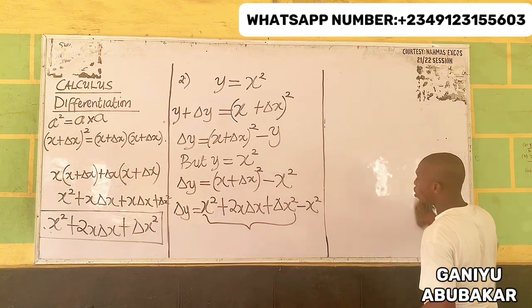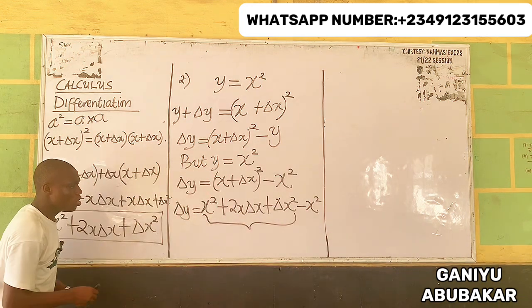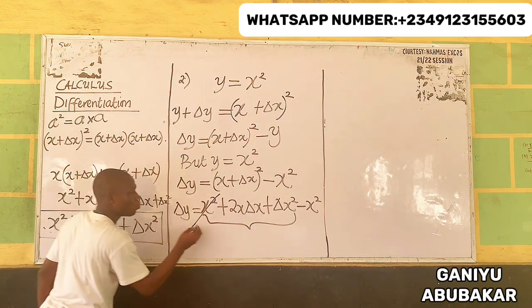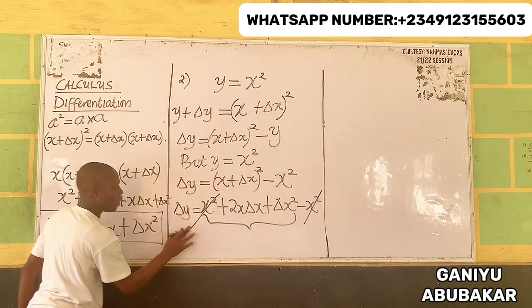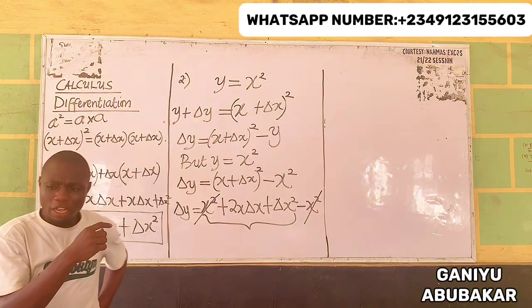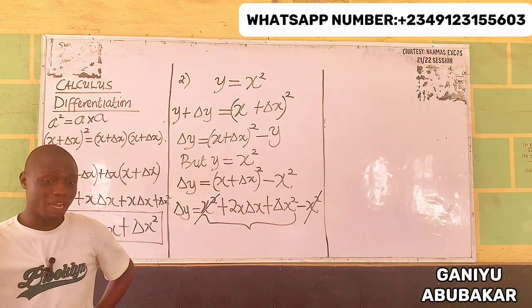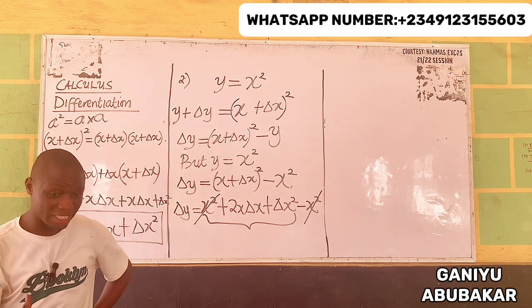All right. So, look up, please. From me now, what do you observe, please? What do you observe? X squared will cancel what? Minus x squared. Am I correct? Am I good? What did I say before? After you cancel, what's next? After you cancel, what did I say next? You divide through by what? Change in x after cancelling out.